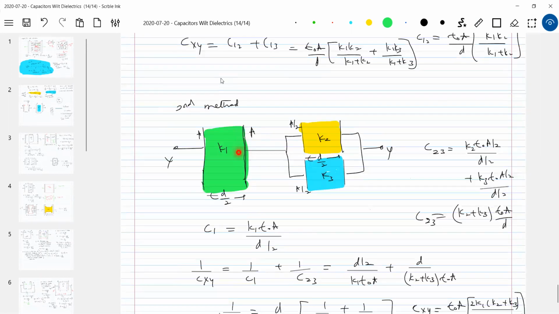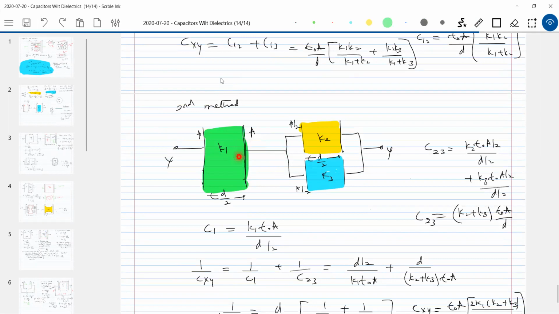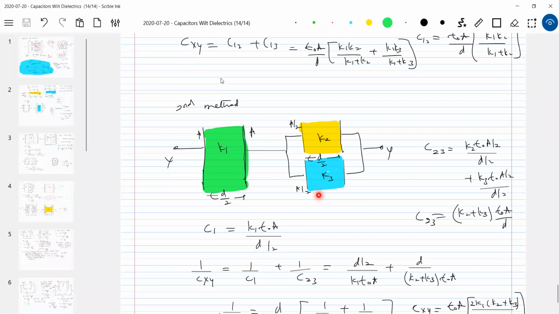K1 is one capacitor. Then we just broke that capacitor into D by 2, D by 2. So one part of the D by 2 will have only K1. The other part will have a combination of K2, K3. Practically, if I measure, the instrument will read any one value, either the first or second one. So we have to give a reason.